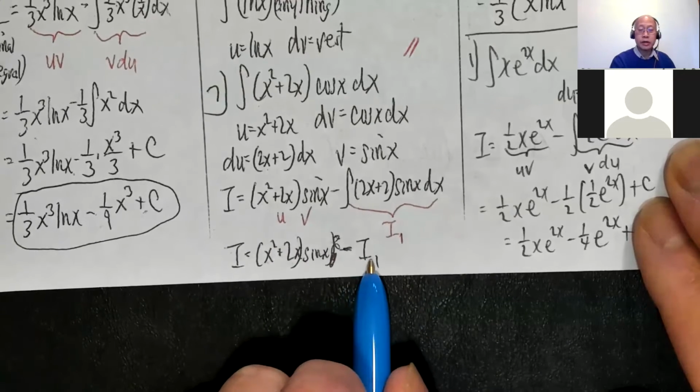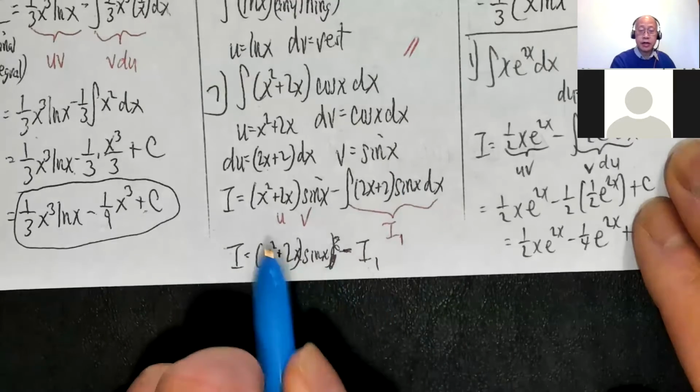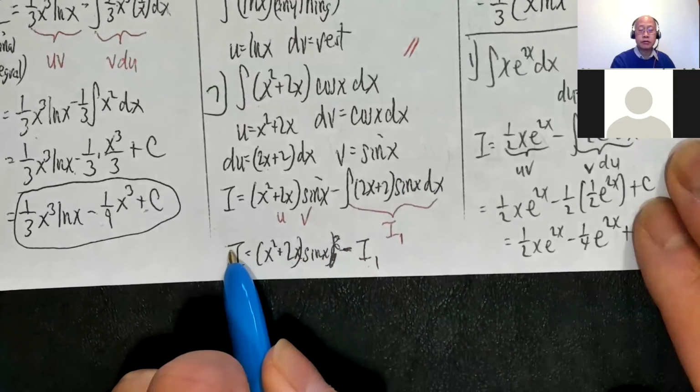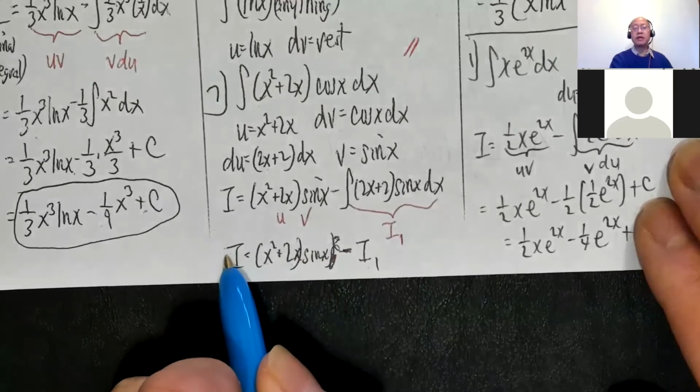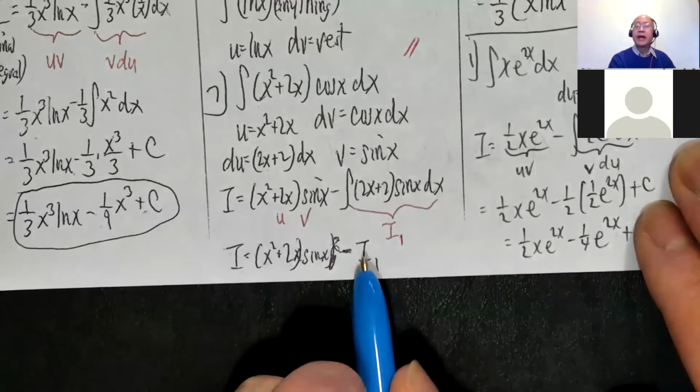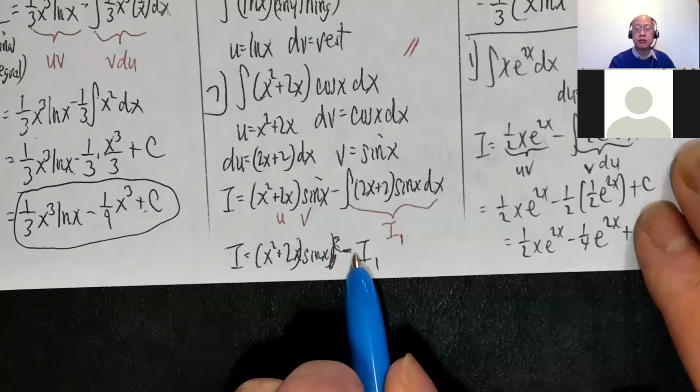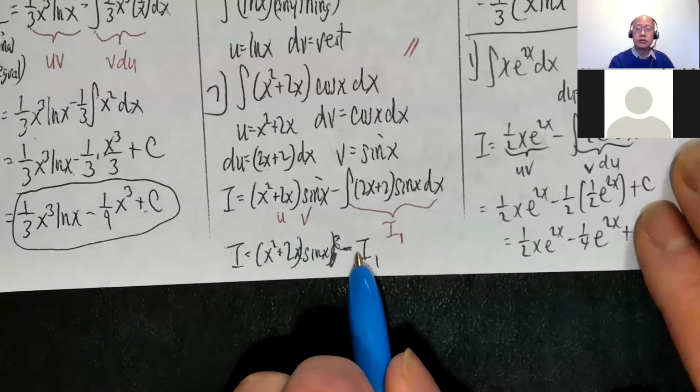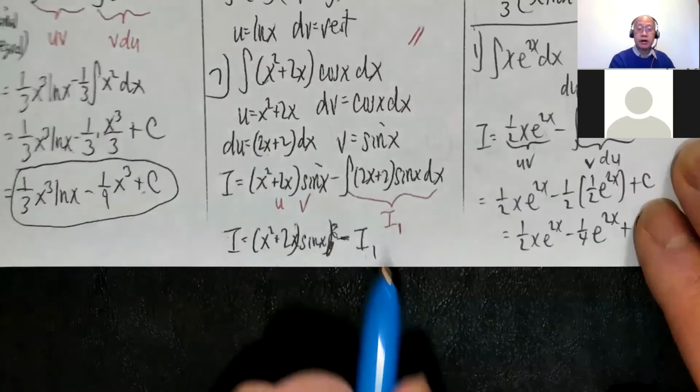I have to figure out I1. Once I figure out I1, I stick it in here and I get the final I, the original integral, which I will label as I. So I, for me, is always the original integral. And then within the same problem, if I need to refer to another integral, I1, I2, I3, I4, and so on. Okay. So I now have to figure out I1.